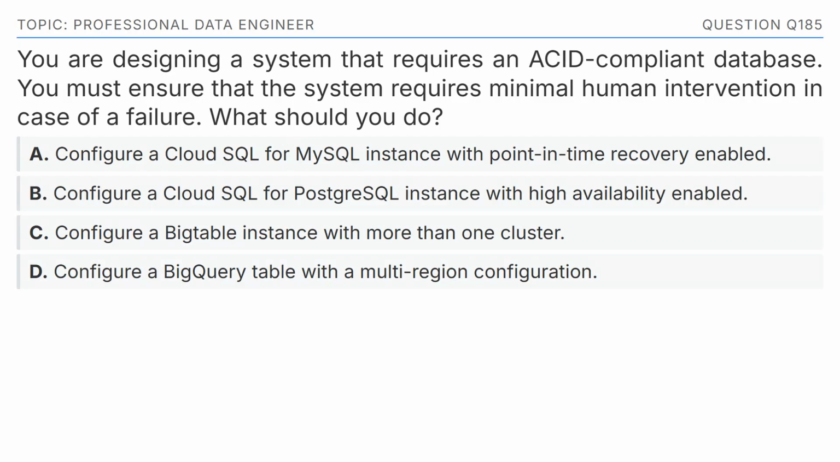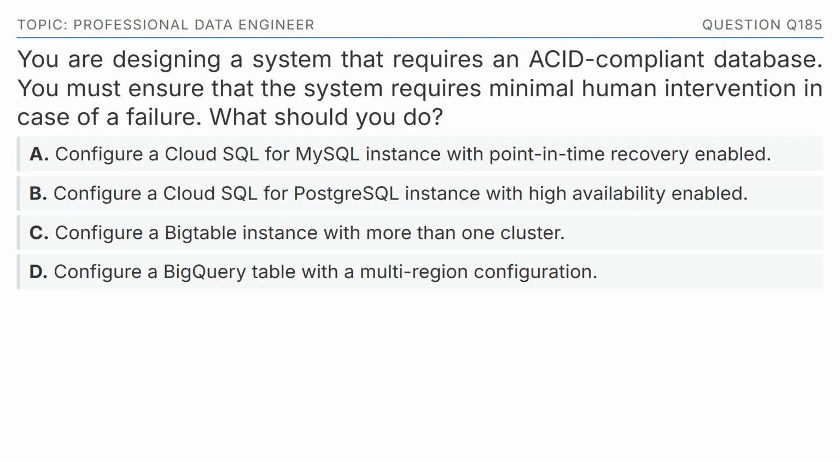You are designing a system that requires an ACID-compliant database. You must ensure that the system requires minimal human intervention in case of a failure. What should you do? The options are: Option A, configure a Cloud SQL for MySQL instance with point-in-time recovery enabled. Option B, configure a Cloud SQL for PostgreSQL instance with high availability enabled.